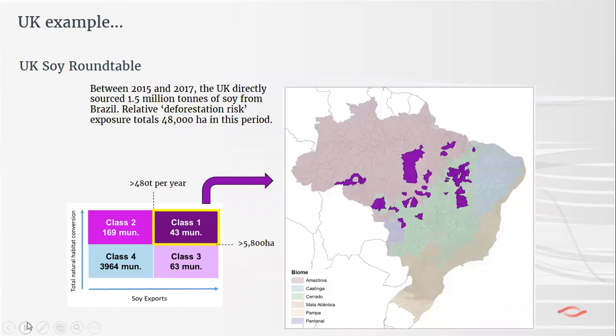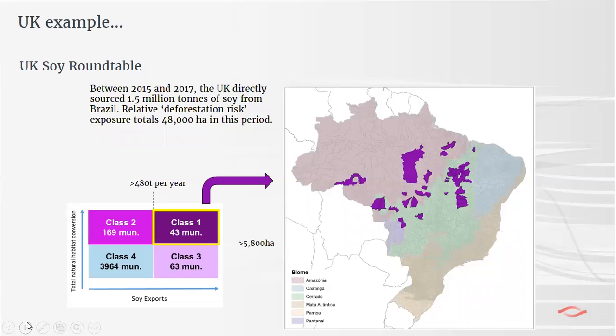Just to mention briefly then our activity with the UK. The UK has an equivalent platform to the Swedish Soy Dialogue, which is known as the UK Roundtable on Responsible Soy. So we were asked in the middle of 2019 to conduct a similar high-level analysis for the UK as we'd done for the Soy Buyers Coalition. That process identified that there were around 1.5 million tonnes of soy imported from Brazil into the UK between 2015 and 2017. And that was associated with a relative deforestation risk of around 48,000 hectares in that period.